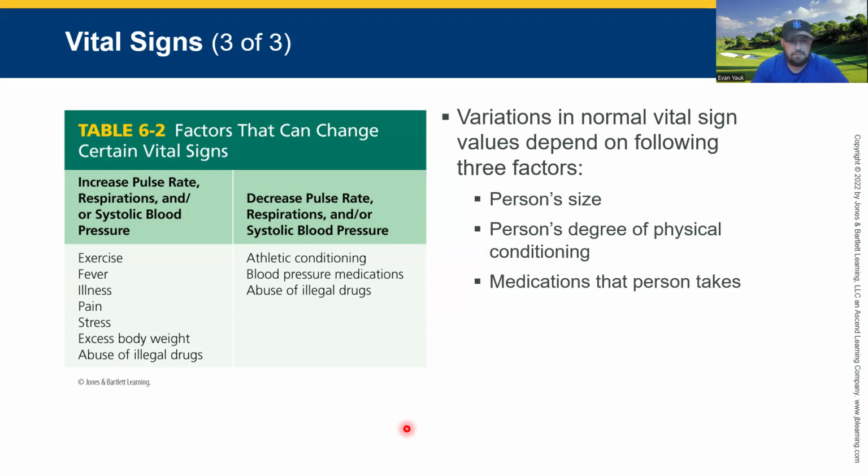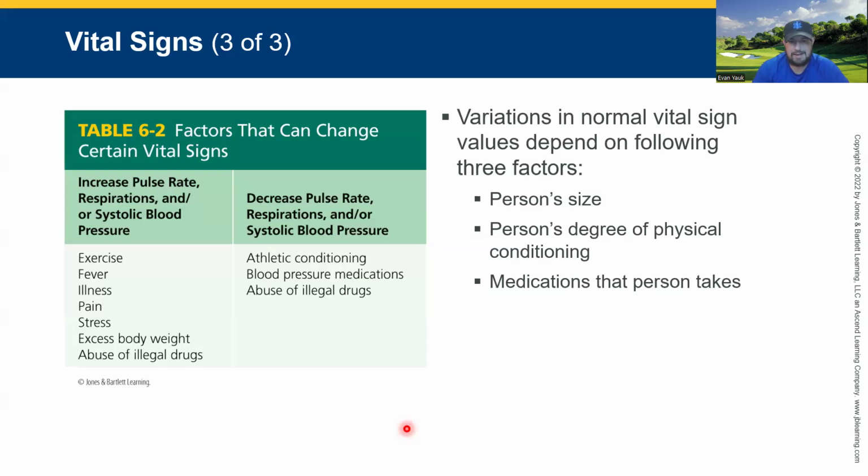So things that can increase pulse rates, respiratory and systolic blood pressure are exercise, fever, illness, pain, stress, excess body weight, abuse of illegal drugs. Things that can decrease it: athletic condition, blood pressure medications, abuse of illegal drugs. I'm going to throw alcohol in there too. It can definitely play a role.